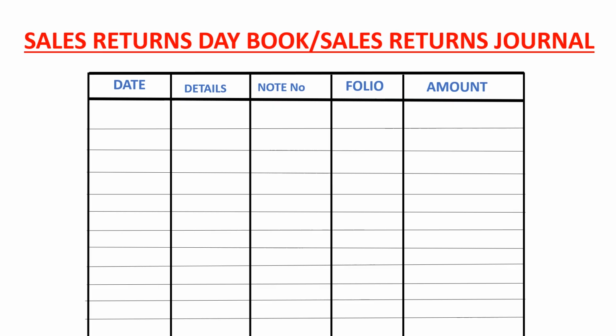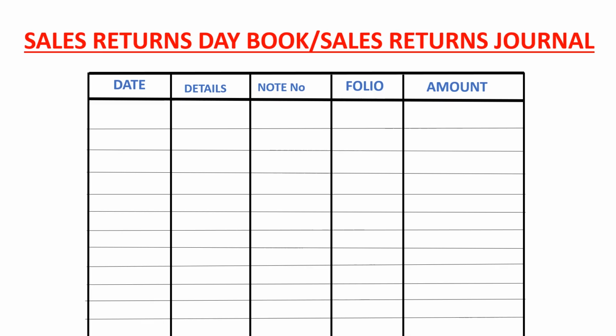When this happens, sales returns or returns inwards reduce the amount of sales you had made in the business, and we record this in a special journal we call the sales returns day book, or the sales returns journal. Now, I'll be using the words sales returns or returns inwards interchangeably. It means the same thing.